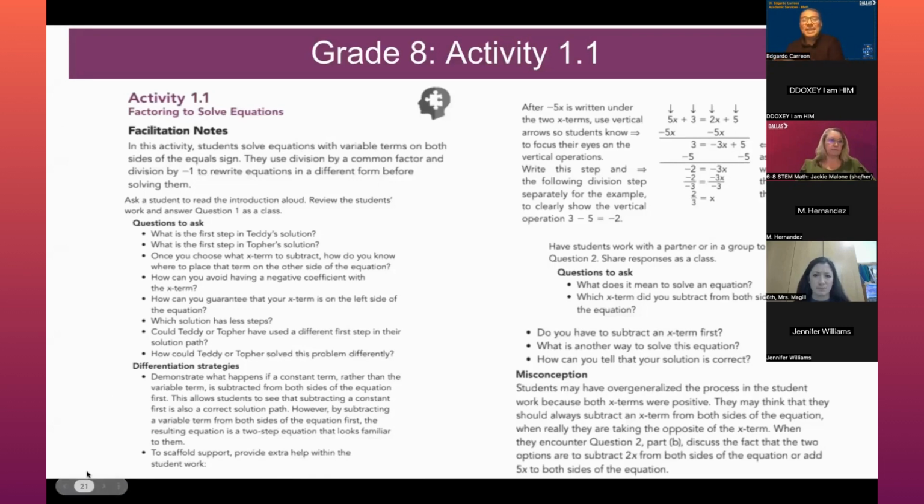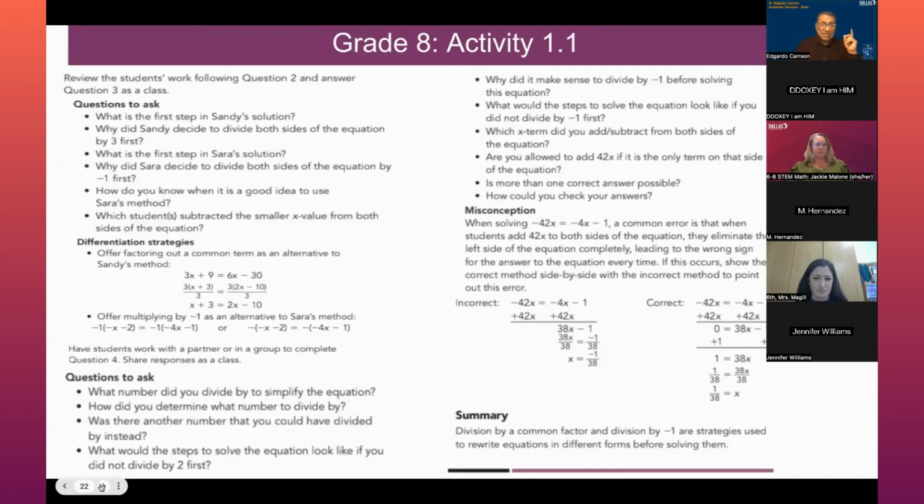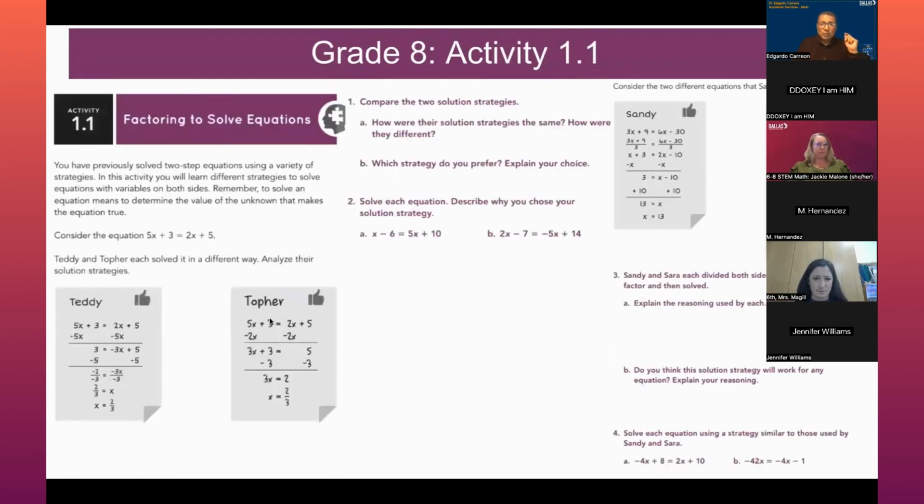So in terms of what 8th grade is doing then? So 8th grade, I'm just going to go through this activity here where you have two students solving an equation with variables on both sides of the equal sign. And then we're going to compare the way they solve the equation. So we have Teddy and we have Topher. They both end up getting to the right answer, but they had different approaches. So here's a question that we need to address.